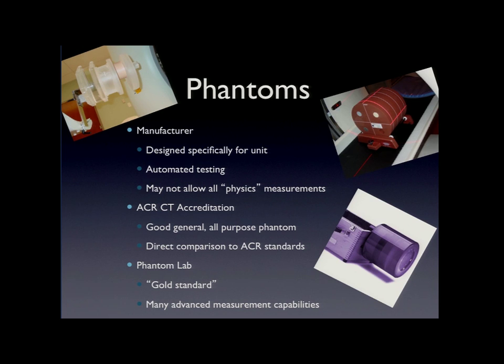You can use the manufacturer's phantoms. Siemens, all of them have their own, and a lot of them have automated programs that you can run that'll give you some of these parameters you're looking for. The thing is that the manufacturers design them specifically for that unit, so they can program it and therefore get that. But it may not allow certain physics measurements that we want to do. So if you use that, then sometimes you have to do additional evaluations using the ACR Phantom or some other type of phantom.